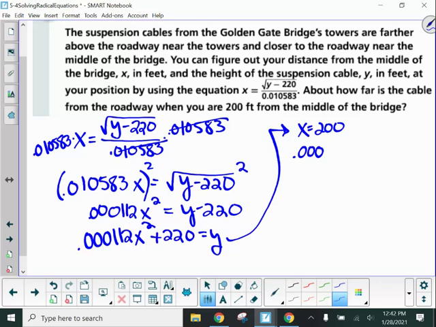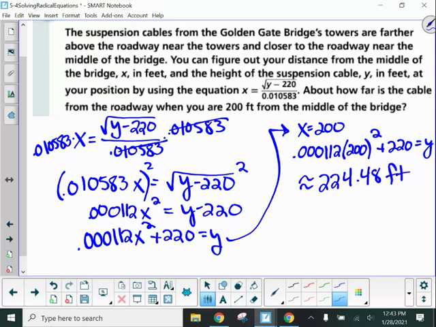There should be 3 of them. 0.00112 times 200 squared plus 220 is going to equal y. So you would just have to type that in your calculator, and you're going to get about 224.48, and this is in feet. So that's what your y is equal to. It's approximately equal to 224.48 feet. So the cable on this suspension bridge is about 224 feet above the roadway when you're 200 feet from the middle.